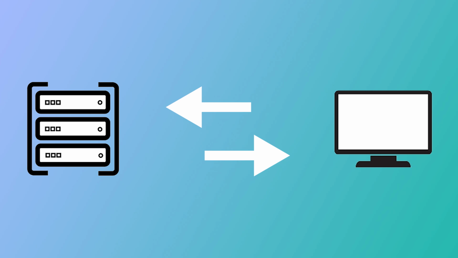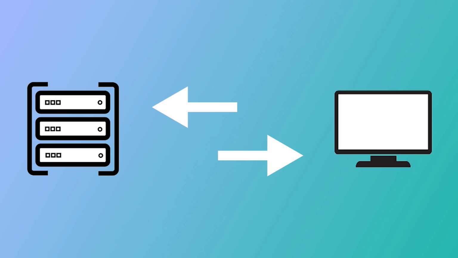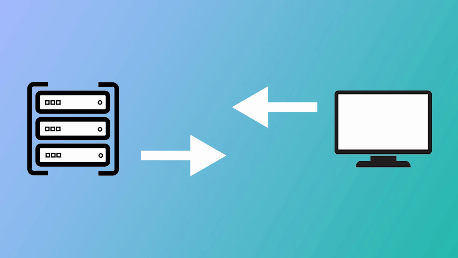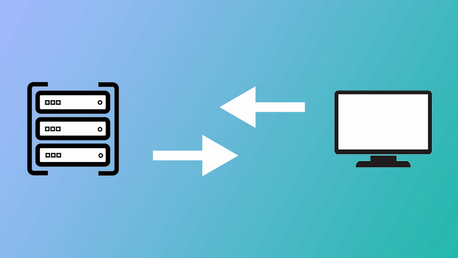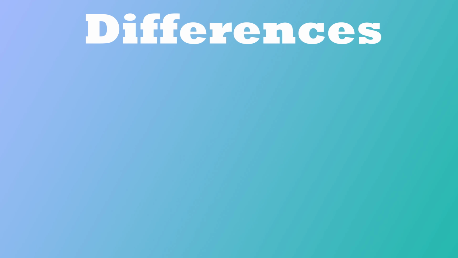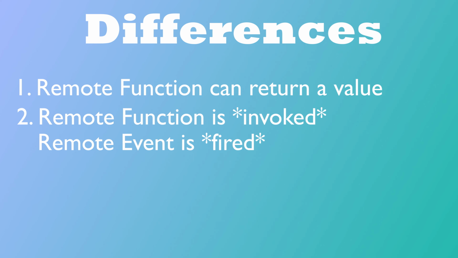A remote event allows for communication between a client and the server. The server can talk to all clients connected to the server or a specific client. A remote function is similar to a remote event with some key differences. The first difference is that the remote function can return a value. The second difference is that a remote function is invoked while a remote event is fired.